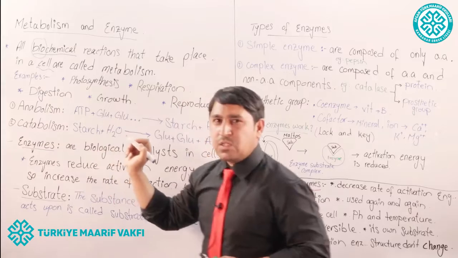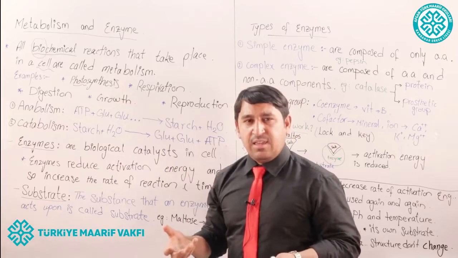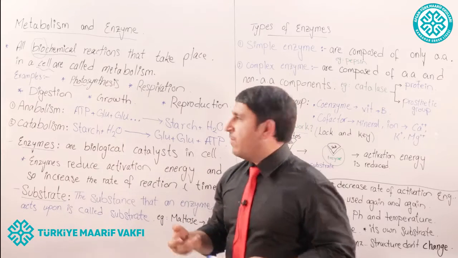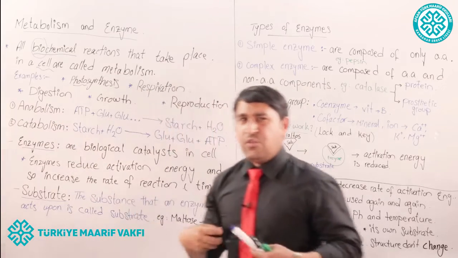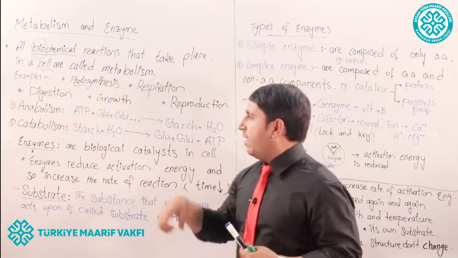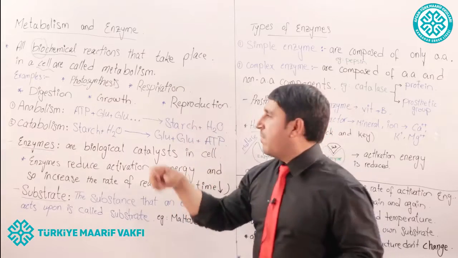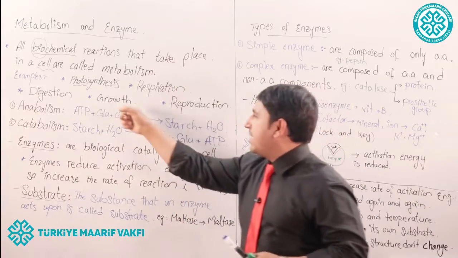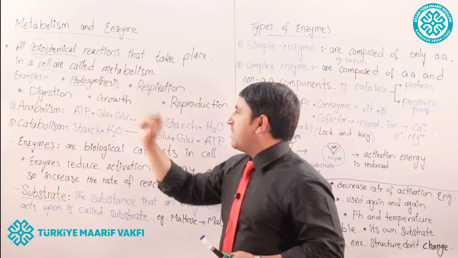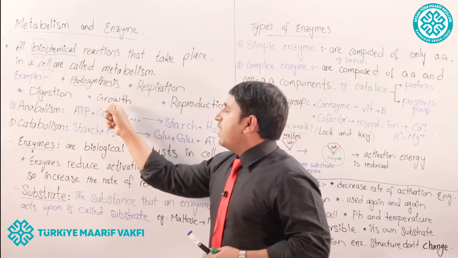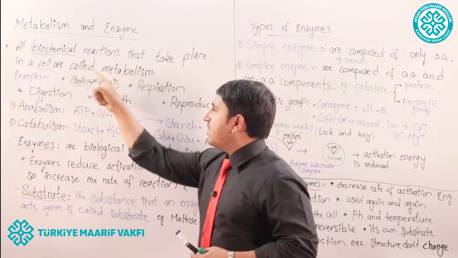Here we have some examples of biochemical reactions, like photosynthesis. In photosynthesis, the food is made by autotroph living organisms. And respiration, we have digestion. When we eat food, the food is broken down in our body. This is digestion. Growth, we are becoming bigger. Living organisms are changing their body size. So that is growth. And reproduction. These are all examples of metabolism, and these metabolisms which I have given as examples are occurring in the cells.